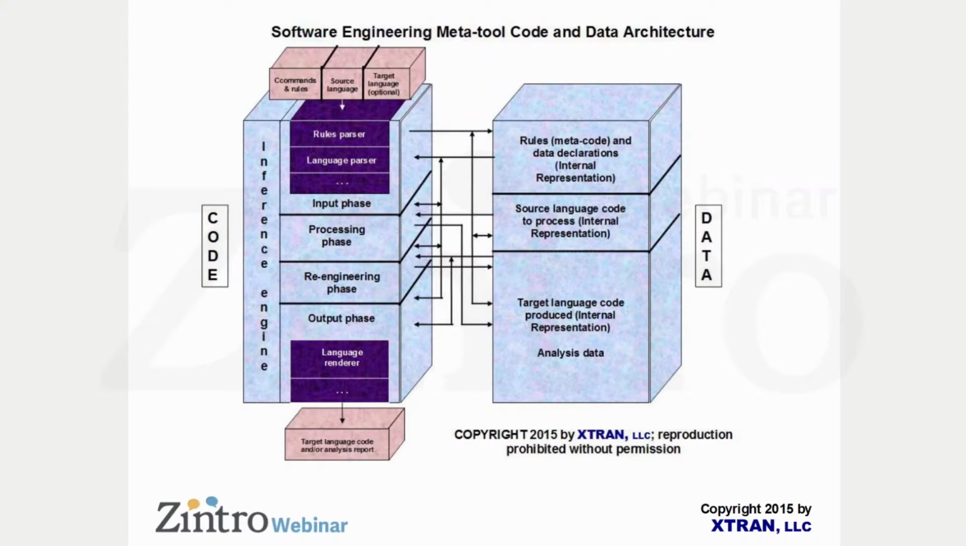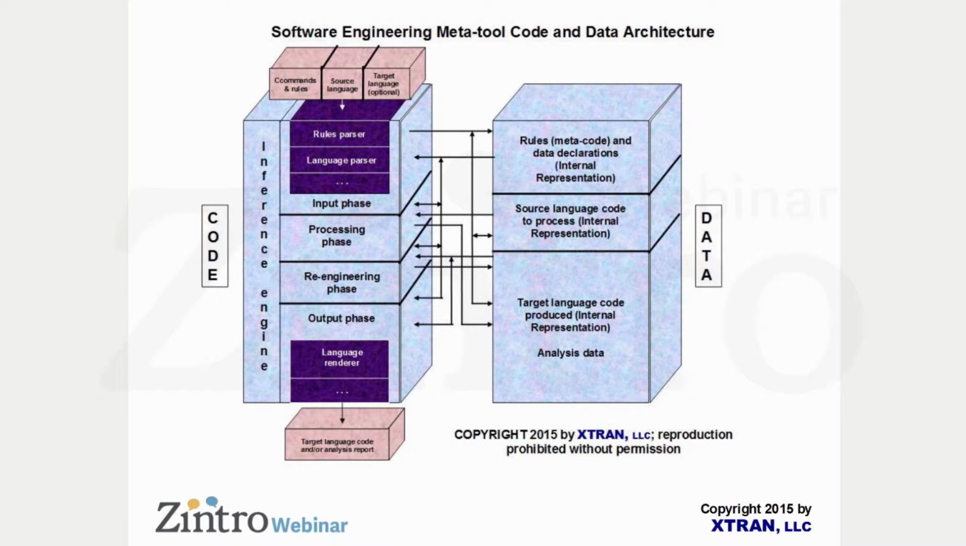Here's a graphical look at the architecture I just described. On the left side we have the code of the metatool, and on the right side we have the data that it maintains while it's running. This is typically going to be in memory for speed. If you look at the left side, there's a series of phases that the metatool is going to execute in order to do its processing. First thing it has to do is parse everything.